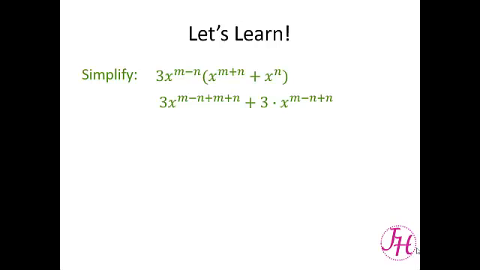And then when we simplify, in the first term of this polynomial, our n's are going to cancel out, and we're left with 3x to the 2m. And then in the second part, our n's again are going to cancel out, so we're left with 3x to the m. Now keep in mind the two exponents in this final expression are not the same, so we cannot combine them. They are not like terms.